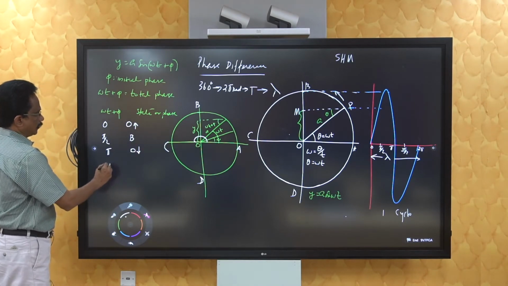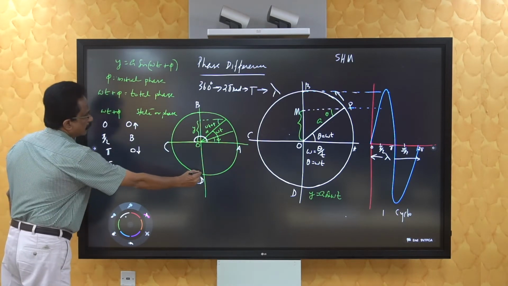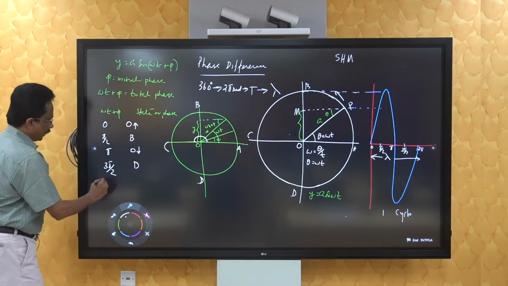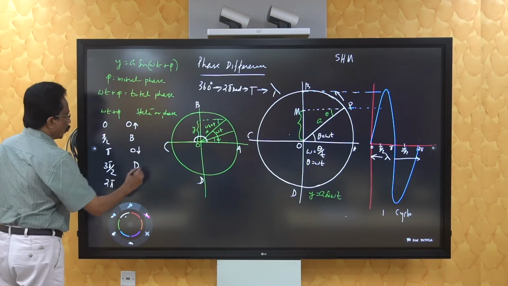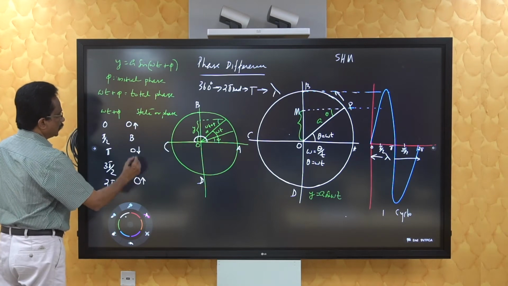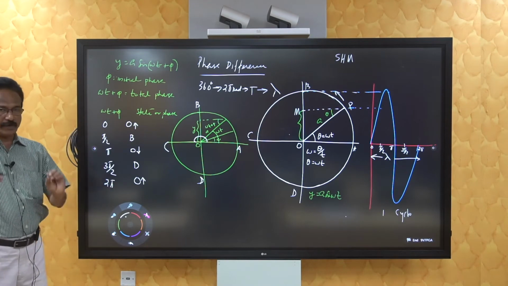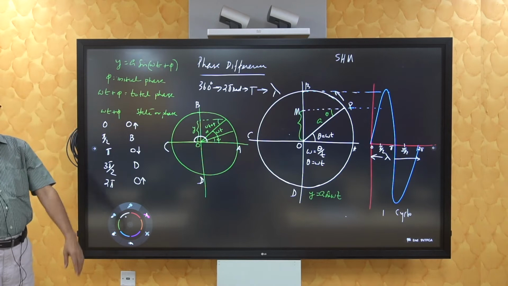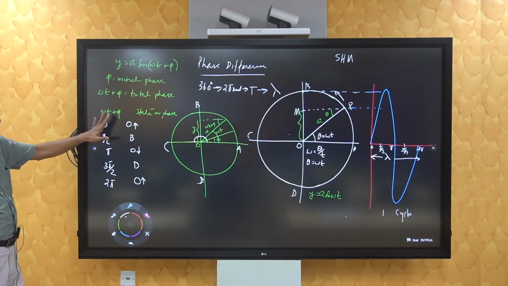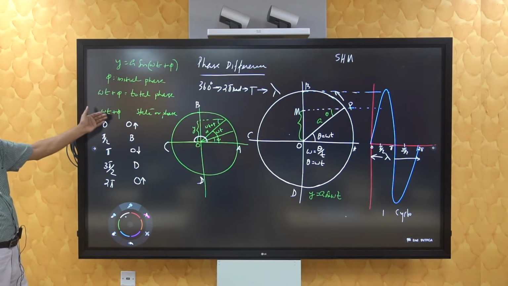When angular displacement or phase omega t plus phi becomes 3 pi by 2, the particle reaches the position D, and when the total phase becomes 2 pi, the particle comes to O but moves up. So these are opposite. By knowing the quantity omega t plus phi, we will be able to guess the state of the particle at any instant t. So this quantity omega t plus phi is called phase, and this is a very general equation for simple harmonic motion.